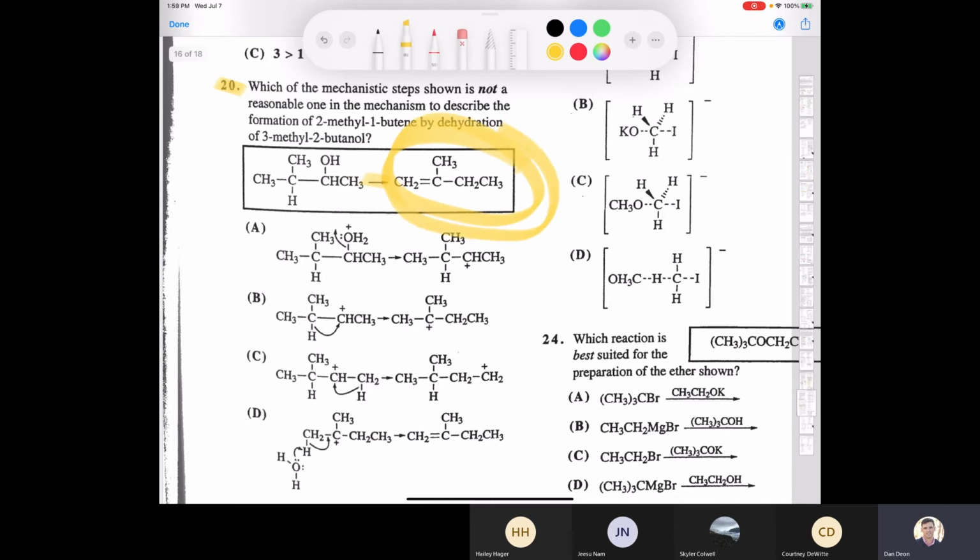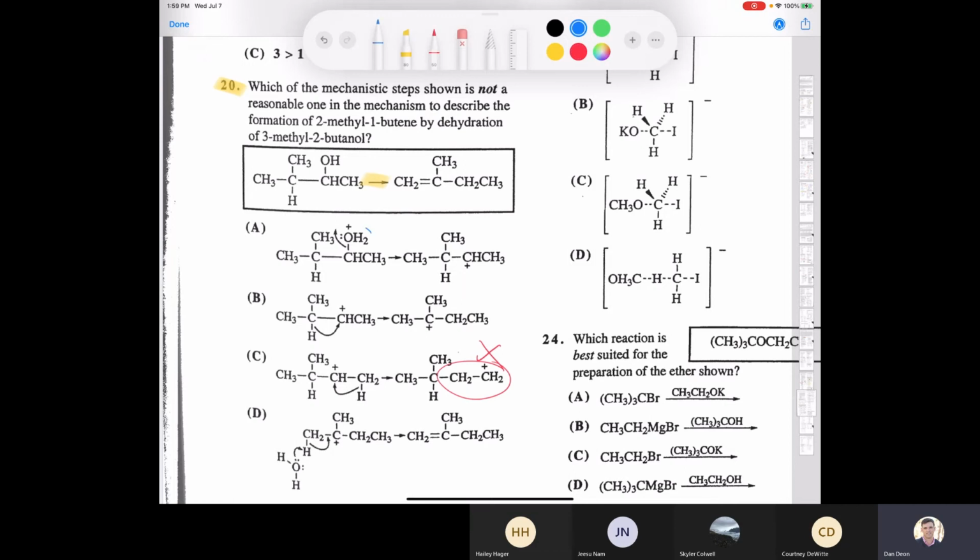The question is about making this compound. Exactly. The answer is C, right? Because you're forming a double bond. I'm going to write it out at C. The double bond is supposed to be here, so you have no reason to make a primary carbocation there. Everything else is totally reasonable.